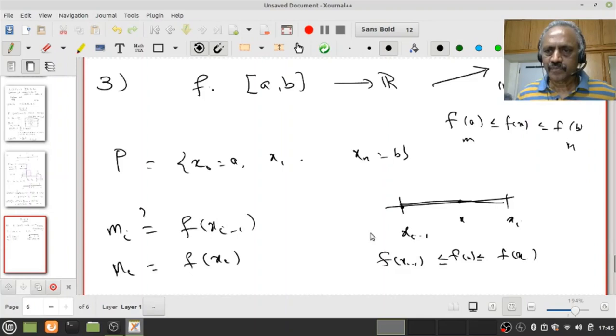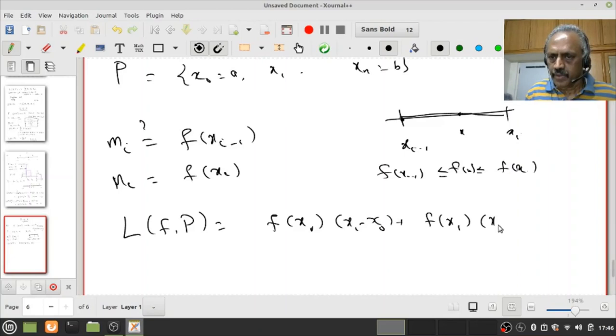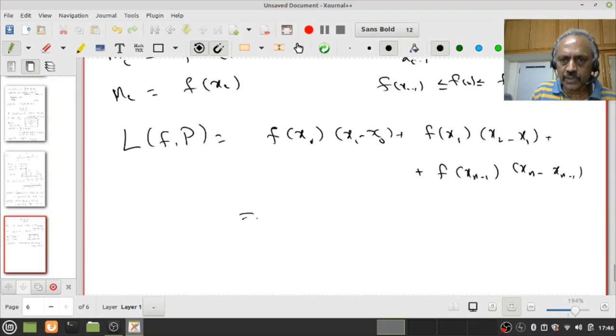Now, therefore, we can write down what the lower sum is. The lower sum is going to be f of x0 into x1 minus x0, plus f of x1 into x2 minus x1, plus so on, and f of xn minus 1 into xn minus xn minus 1. For a very strange reason I'm writing it like this, but you can also write it as the summation of f of xi minus 1 into xi minus xi minus 1, i equal to 1 to n. Do you understand this?